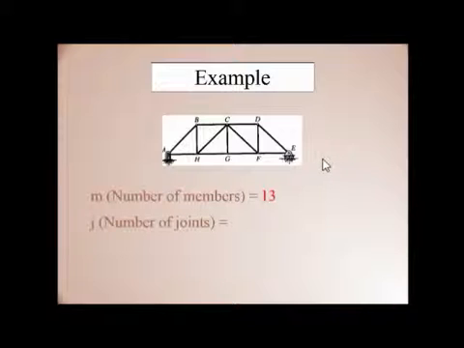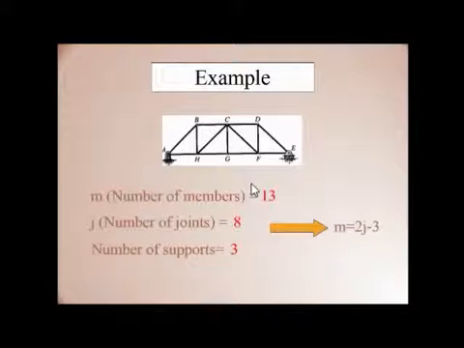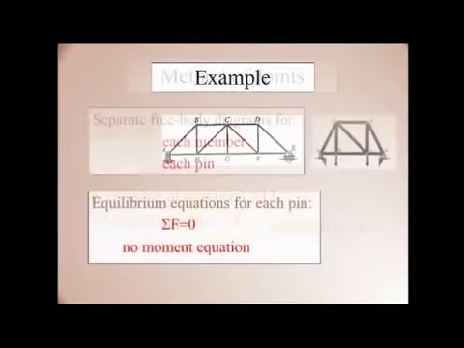Similarly J, that is the number of joints, you can calculate, that is 8. You can easily count 1, 2, 3, 4, 5, 6, 7, 8. 8 joints are here. So what is the number of supports? The number of supports is 3. That means M is equal to 2j minus 3. It is exactly equal. That means it is a stable structure.